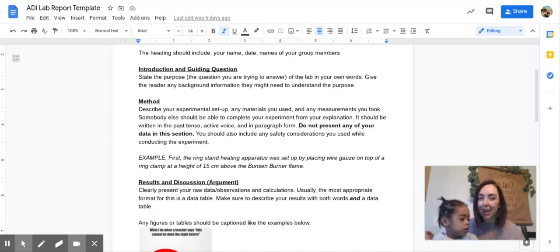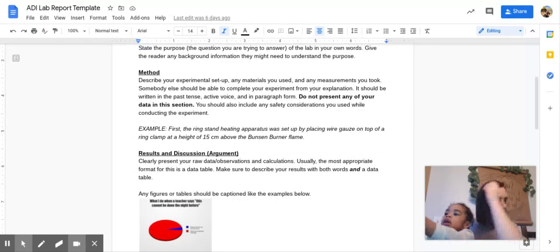And then I want you to write just a couple sentences about what background information you need to answer that question. So you might need to talk a little bit about how chemical reactions work, how stoichiometry works. Again, you have all that background information in your lab packet. So you're kind of just picking out the most important parts of that background information and putting it in your own words in this introduction. So this introduction should be maybe like 5 sentences, 1 sentence for the purpose and 4 sentences of background information. So 4 to 5 sentences there. It's going to be your shortest section.